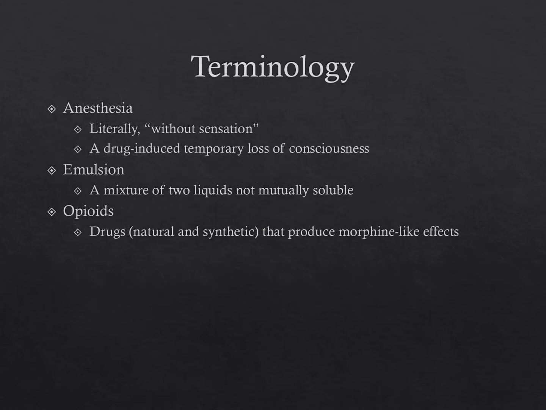The first thing we're going to do is cover terminology. So the first term you'll see here is anesthesia, which literally means without sensation. But in the context of general anesthesia, it indicates a drug-induced temporary loss of consciousness. An emulsion is a mixture of two liquids that are not mutually soluble, and opioid is used to refer to any synthetic narcotic that's not derived from opium. The term has also evolved over time to include any agent, natural or synthetic, that produces the effects of morphine.